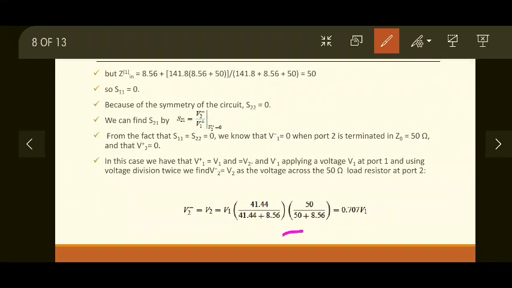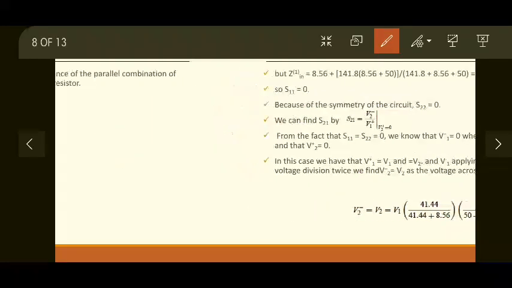Here you can see V2 minus is equal to 0.707 V1. If we take V1 back onto the left hand side, it becomes V2 minus upon V1. V1 is nothing but V1 plus, and V2 minus upon V1 plus is nothing but S21. So we have found out S21 as 0.707.